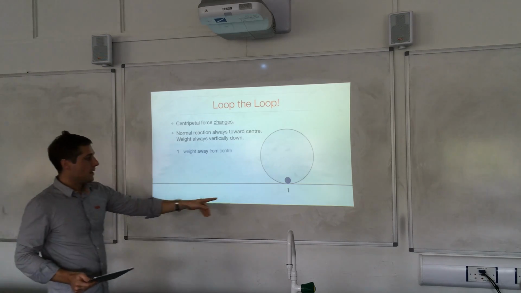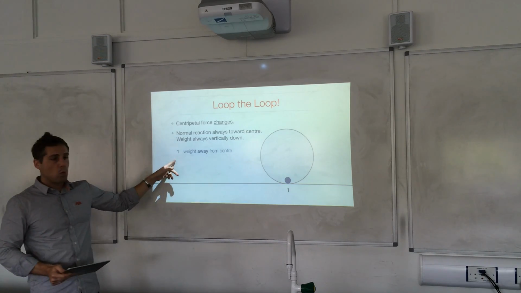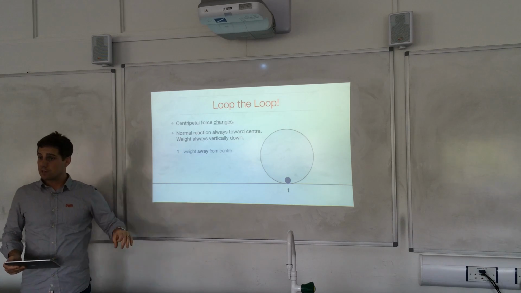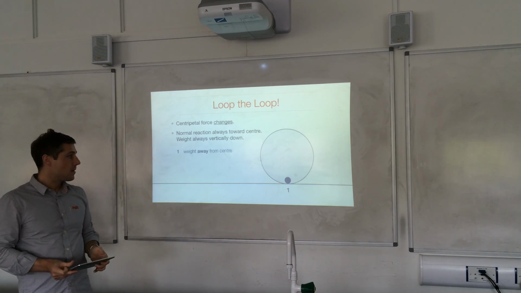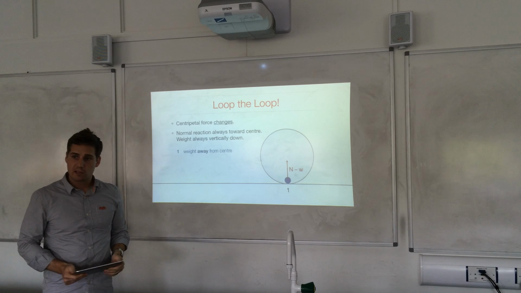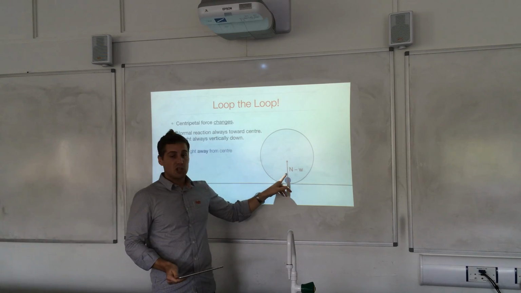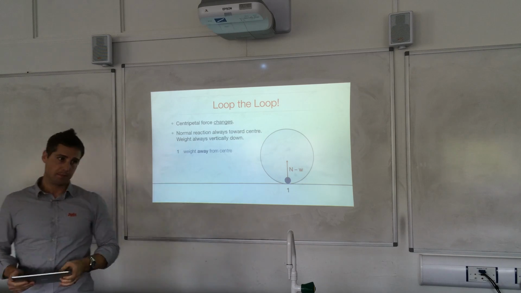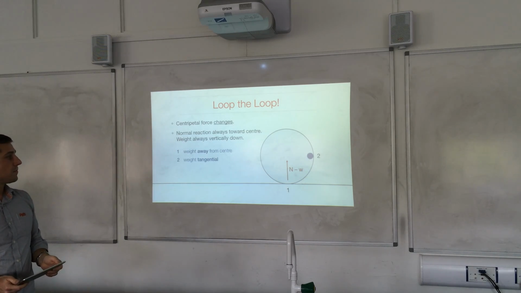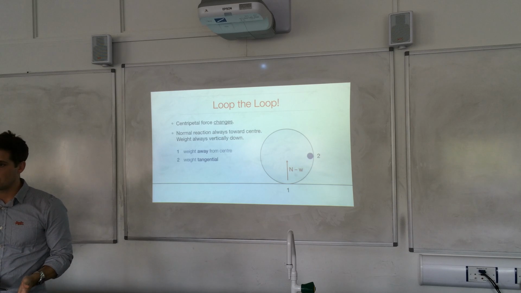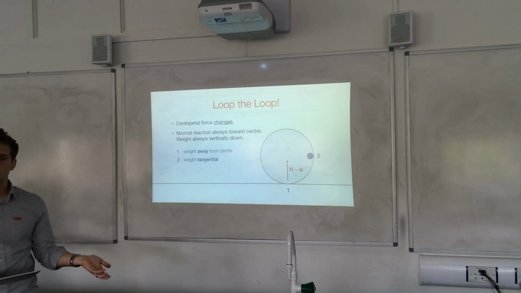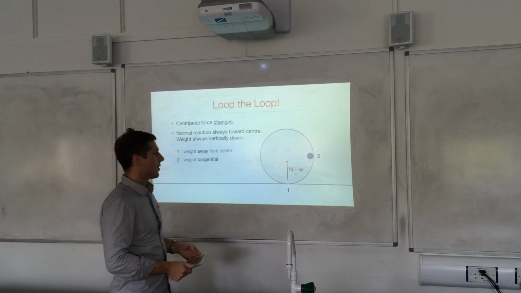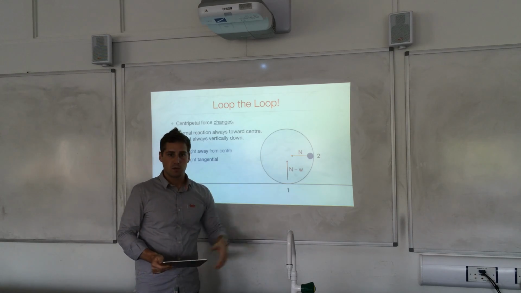Position 1, at the bottom, the weight is acting away from the centre of the circle, but the normal reaction is still acting towards the centre. So the centripetal force is N minus the weight, the normal reaction minus the weight. Position 2, the weight is tangential to the circle, so it's neither adding nor subtracting from the centripetal force. So here it's equal to the normal reaction.